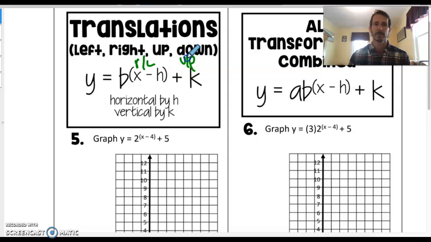I don't know why I wrote up. I meant to write UD for up down, but that's all right. This is your up and your down. Positive moves up, and a negative k would move it down, and this is the land opposite, so a negative will move it right and a positive will move it to the left, and that's a sharp L. So they say horizontal, that just means right, left, and vertical means up or down.